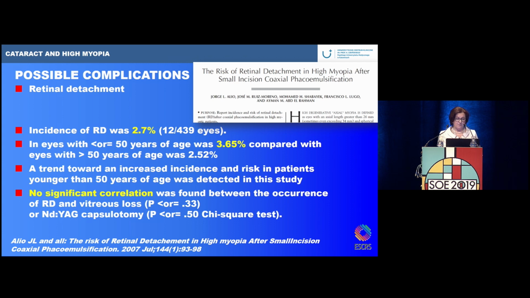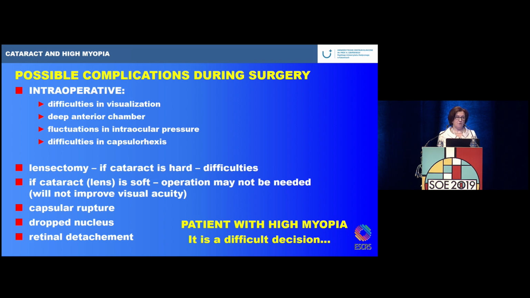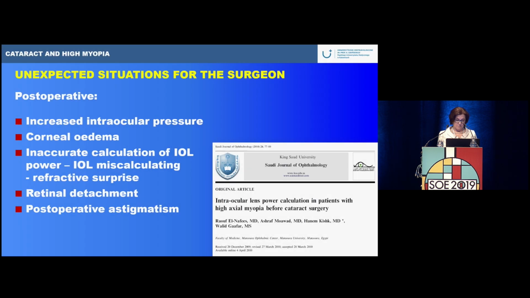Sex, history of laser capsulotomy and increasing axial length had no statistically significant effect on the rate of retinal detachment. In another publication, you can find the incidence of retinal detachment in cases was 2.7%, and in eyes of patients less than 50 years of age it was 3.65%. But no significant correlation was found between the occurrence of retinal detachment and vitreous loss or neodymium capsulotomy. The possible complications during surgery show us that in patients with high myopia it is a difficult decision when and how to do the surgery. The surgeon can find unexpected situations during the surgery: increased intraocular pressure, corneal edema during and after the surgery, inaccurate calculation of the IOL power, IOL miscalculation and then refractive surprise, postoperative astigmatism, as well as retinal detachment at any time after surgery.